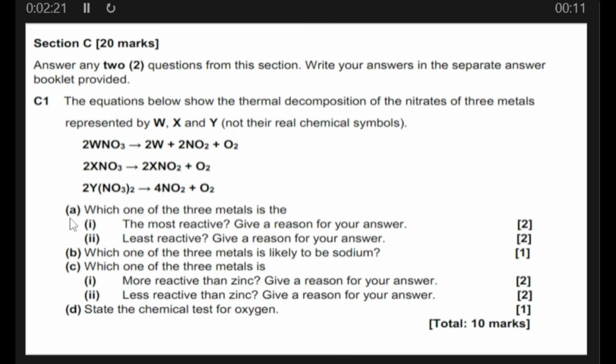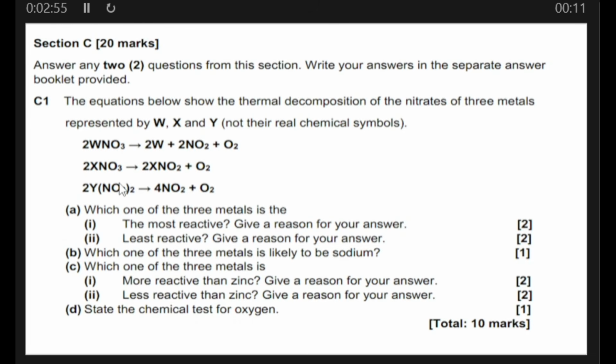So let's see what the questions are. A says, which one of the three metals is, 1, the most reactive? Give a reason for your answer. 2, least reactive. Give a reason for your answer. B, which one of the three metals is likely to be sodium? Then C, which one of the three metals is 1, more reactive than zinc? Give a reason for your answer. 2, less reactive than zinc? Give a reason for your answer. D, state the chemical test for oxygen. So let's start answering this question right away.